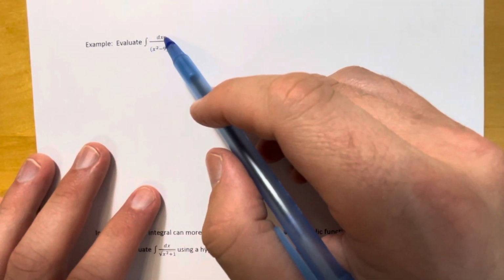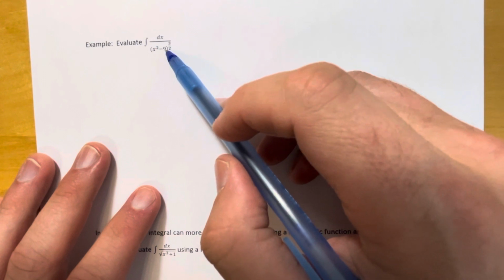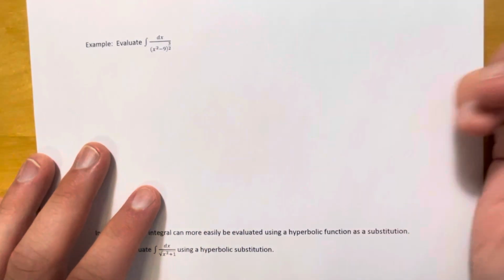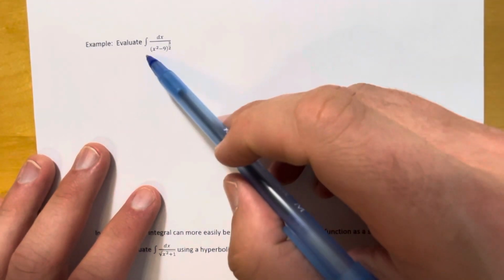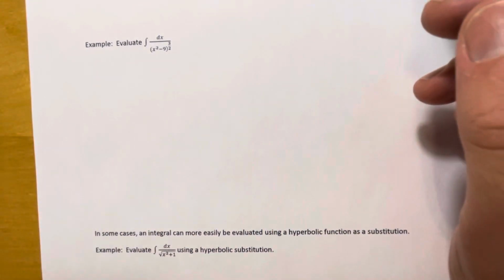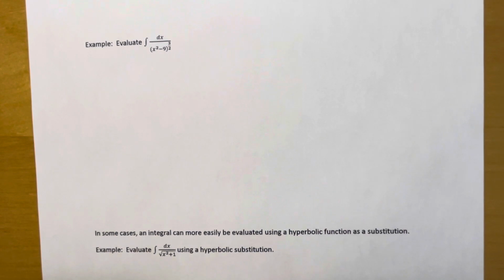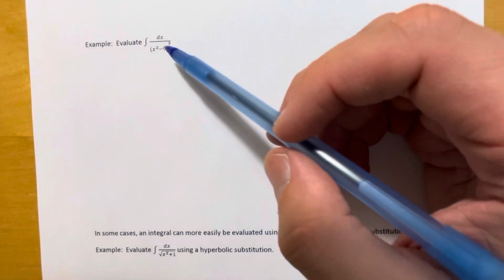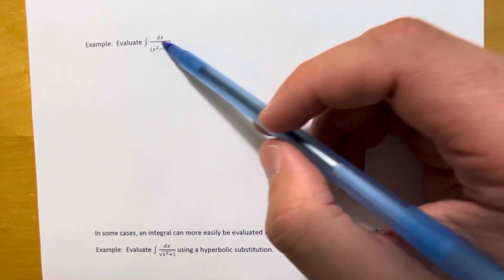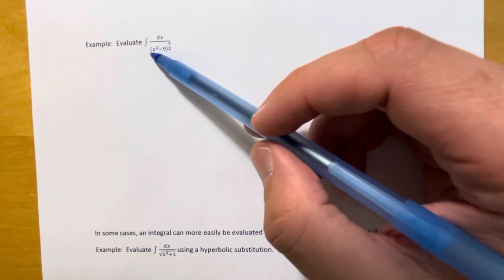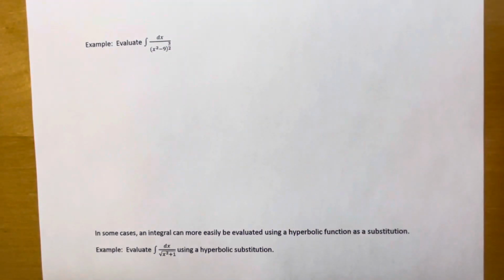This next one here, hopefully you can see that. It's a little bit small, but we're going to evaluate this integral. It's dx over x squared minus 9 to the 3/2 power. So I'm not explicitly seeing a radical in there, but I do remember that rational powers involve radicals. So really this is the same thing as the square root of x squared minus 9 all cubed. That's how we interpret that.